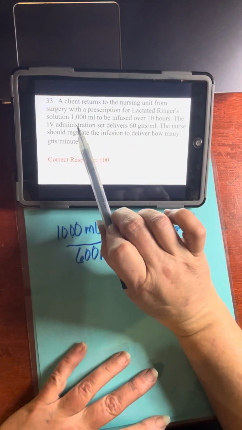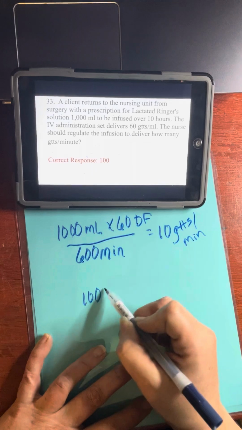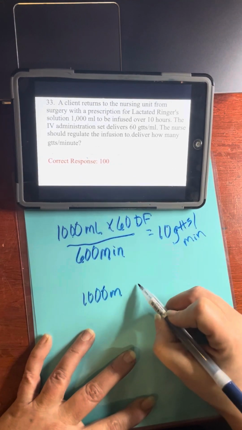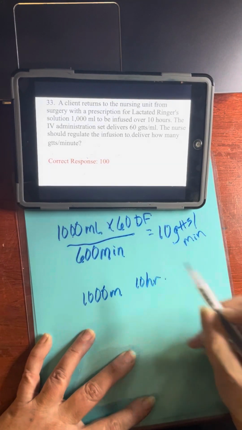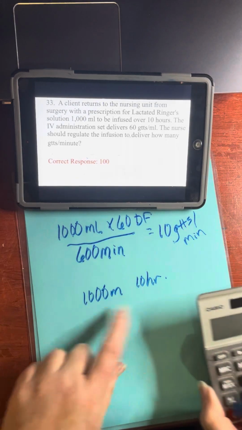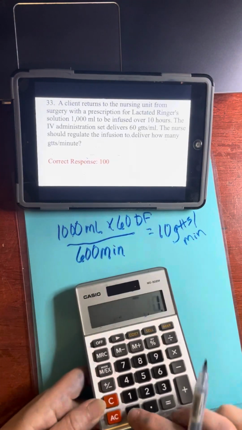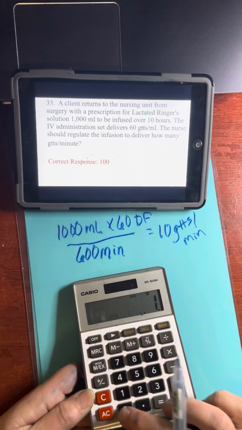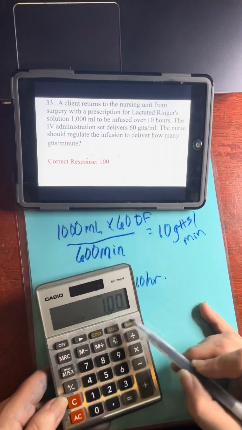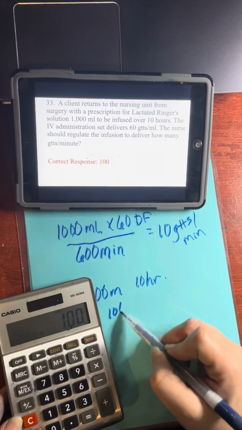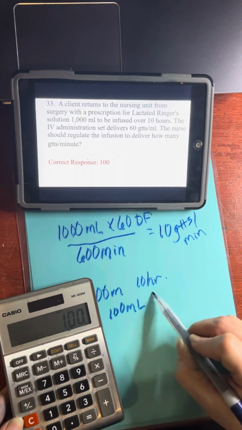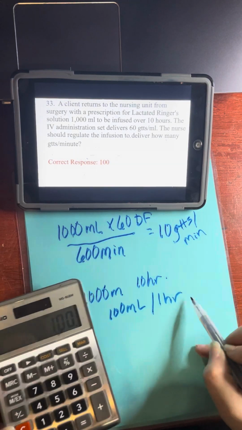Because when you have 1,000 milliliters to go in over 10 hours, you can divide 1,000 by 10, and it would need to be 100 milliliters to go in over 1 hour.